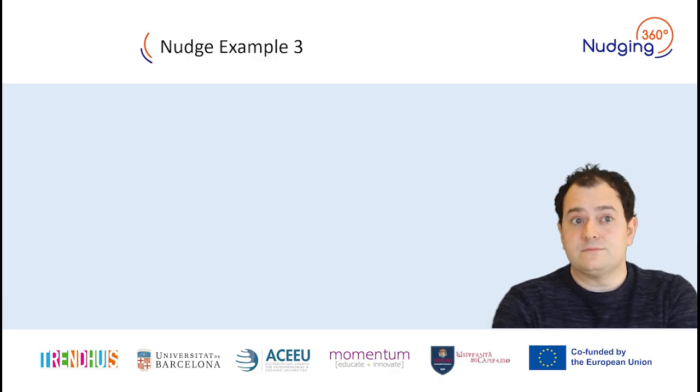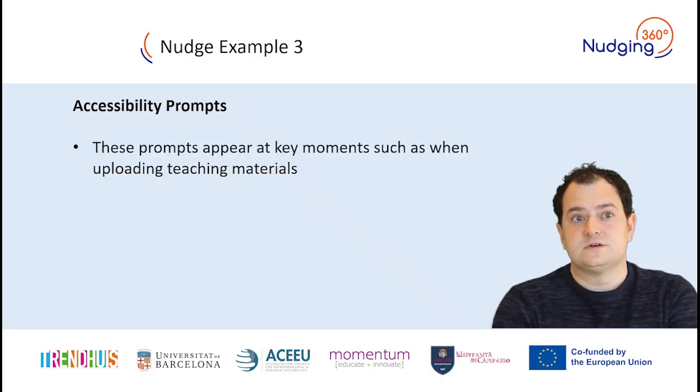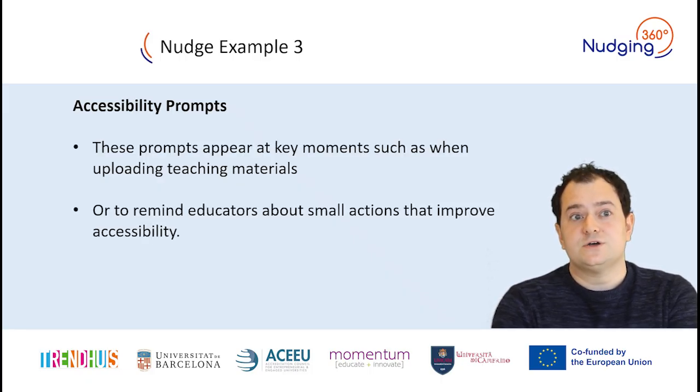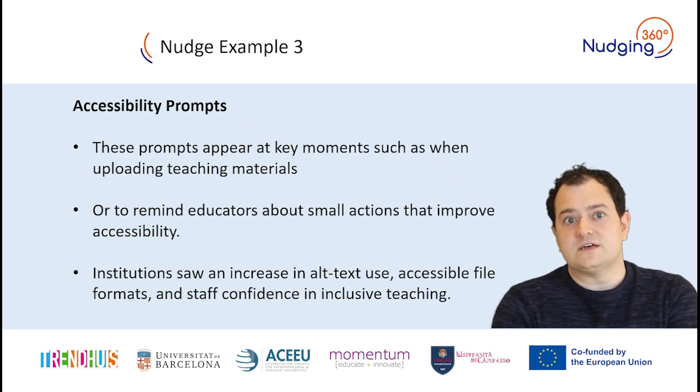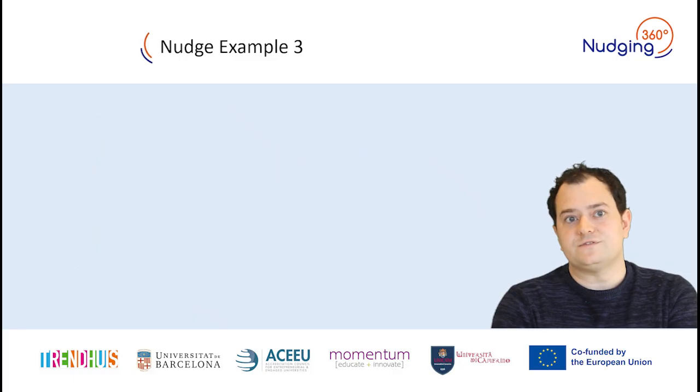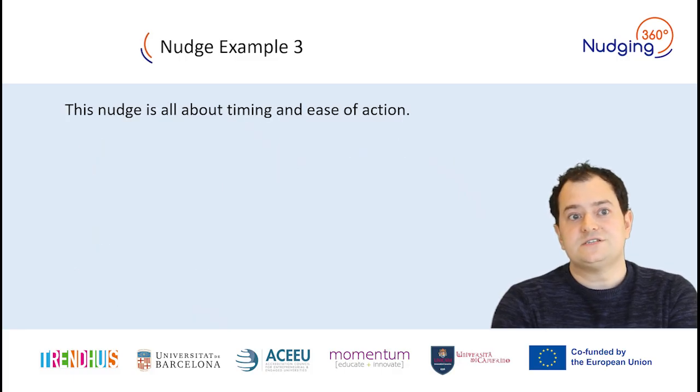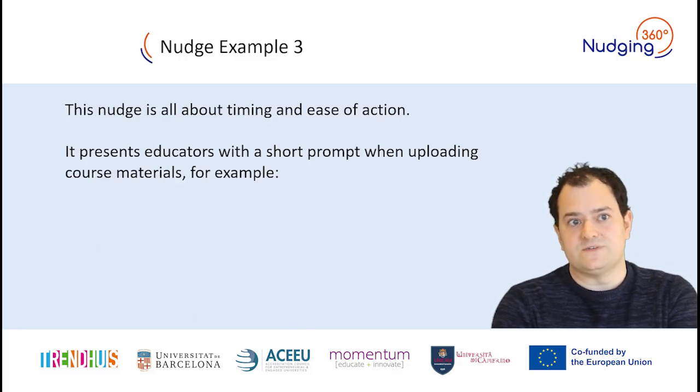The final example from the toolkit in this video is automated accessibility prompts. So these prompts can appear at key moments, such as when uploading teaching materials, or to remind educators about small actions that improve accessibility. By making inclusive practices easy, timely, and low effort, the nudge helps staff adopt accessibility as part of their routine. Institutions saw an increase in alt text use, accessible file formats, and staff confidence in inclusive teaching. This nudge is all about timing and ease of action.